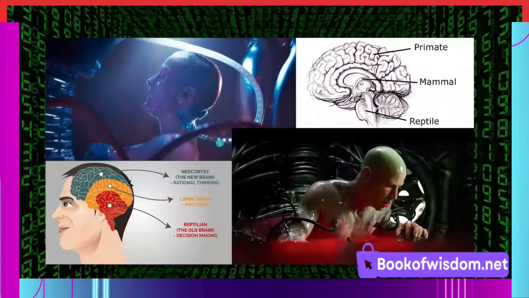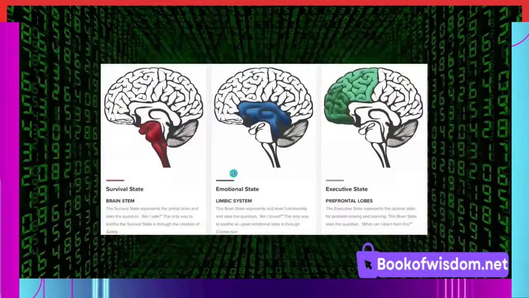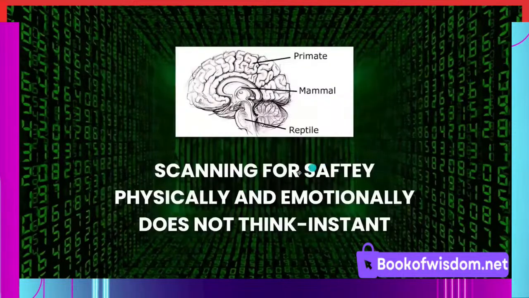Neo is plugged in on the back of the neck, which is the reptilian brainstem. The reptilian brain is all to do with survival mode, survival state. It's always scanning the environment for safety, whether that's physically, emotionally, or mentally. It does not think. It is instant. For example, do I smack the guy or run off?